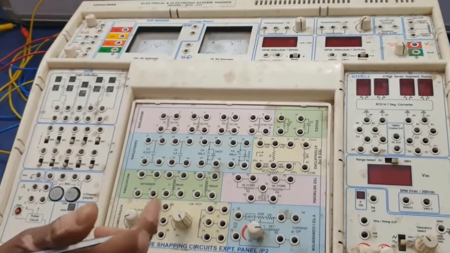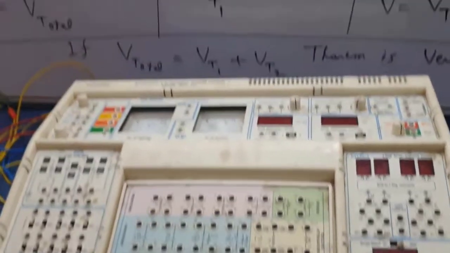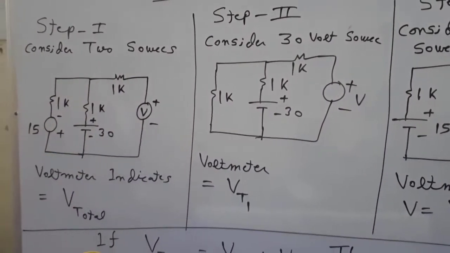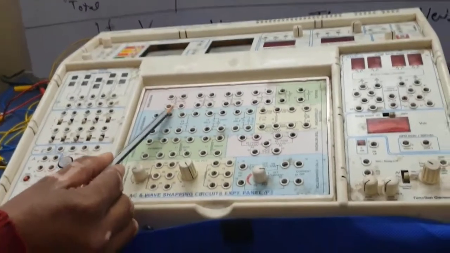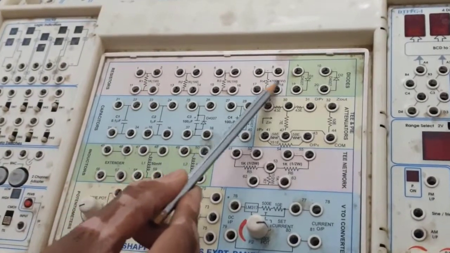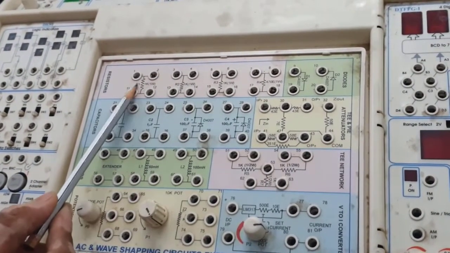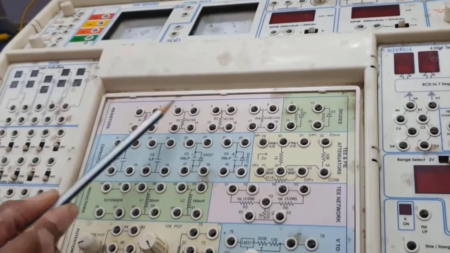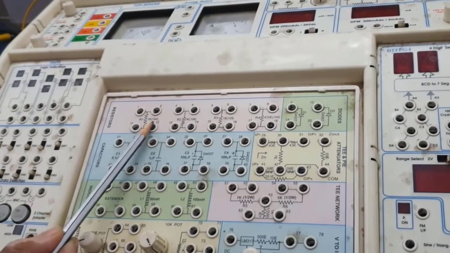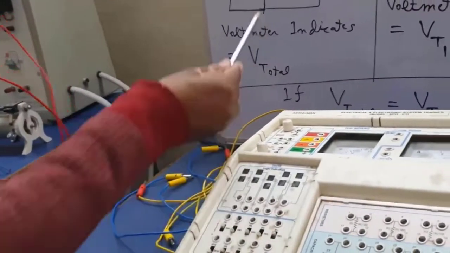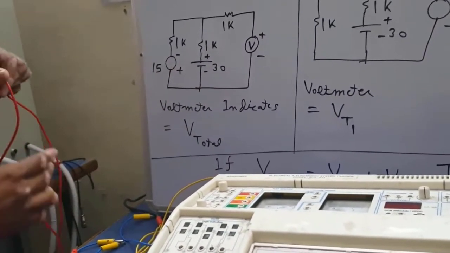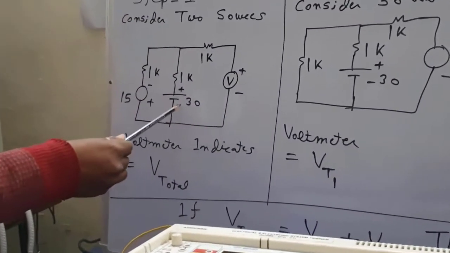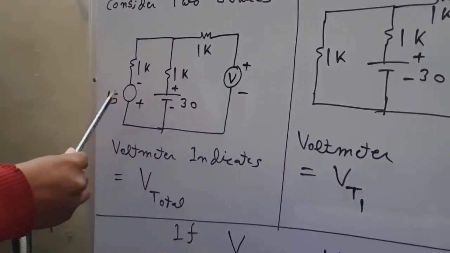According to this diagram, we need 3 resistors, 2 voltage sources and 1 voltmeter. Observe this kit carefully. There are a number of resistors here, but as per the diagram, we are using only 3 resistors, 1K, 1K, 1K. These are not internally connected. With the help of connecting leads, we will connect the circuit in this manner. First we connect the step 1 circuit.